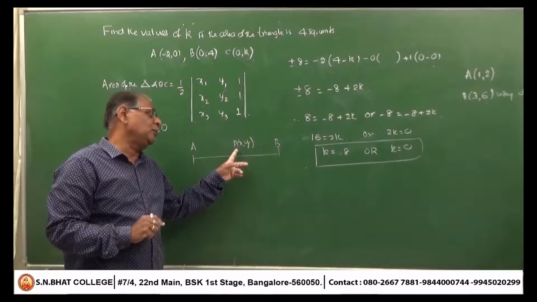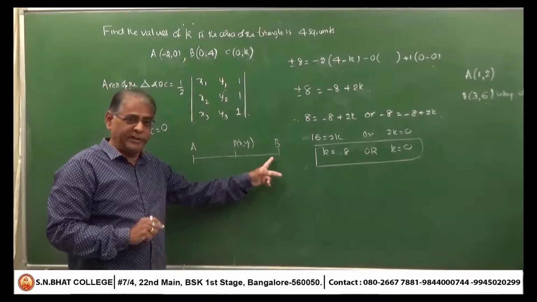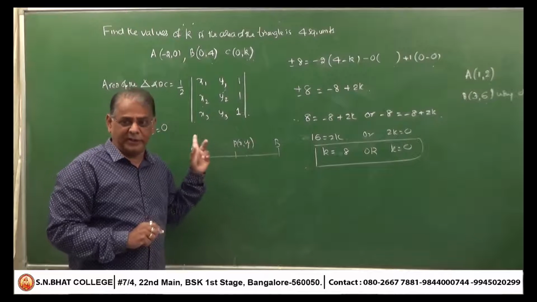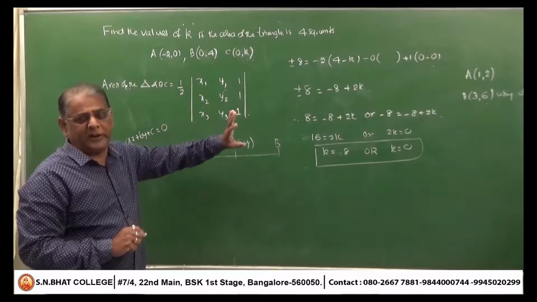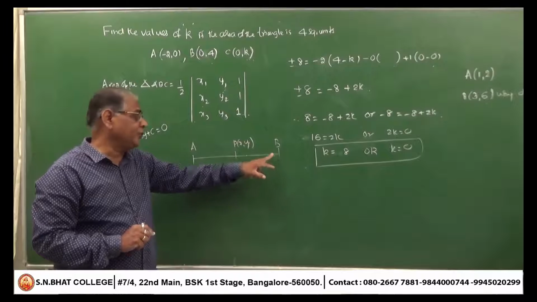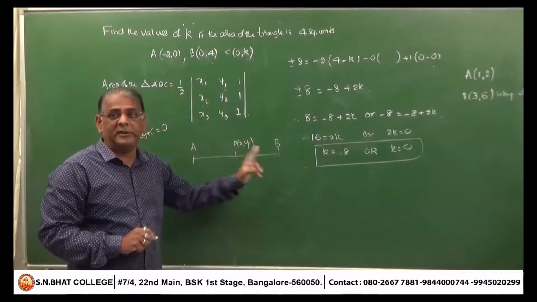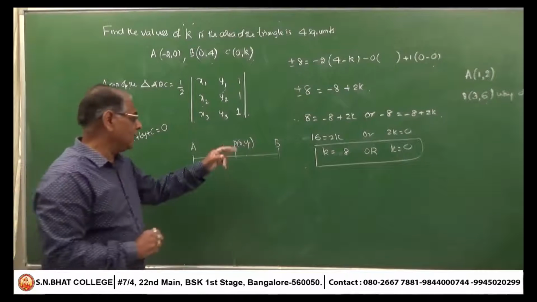Therefore, I have to take one more point P(x, y) on the line joining A and B such that the area of the triangle is 0. Why is the area of the triangle 0? If the area of the triangle is 0, then the 3 points are collinear. Collinear means the 3 points lie on the same line. Then you get the equation of this line. Is it clear? Take down.